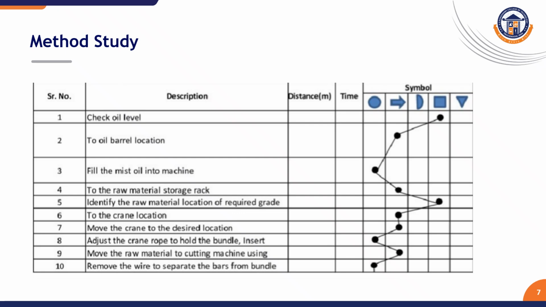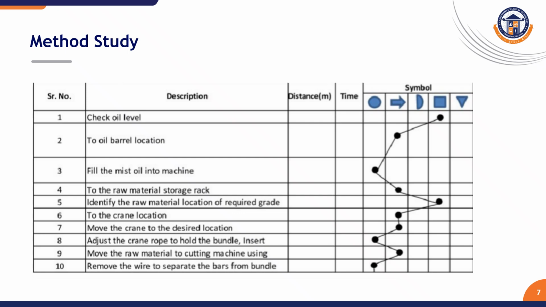Then the raw material storage tank goes in. It is being transported to the raw material location, required grade. It is an inspection. Then the crane location. Like this, step by step, it is being done in a flow process chart.